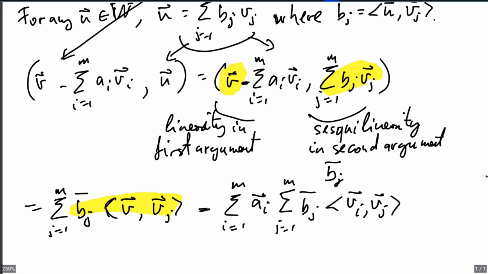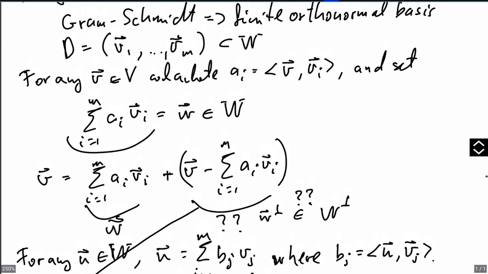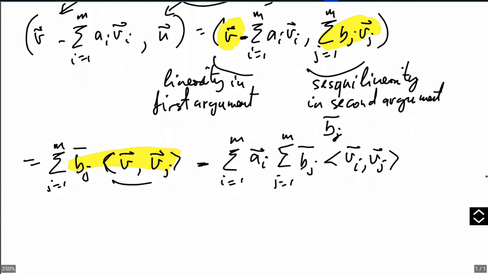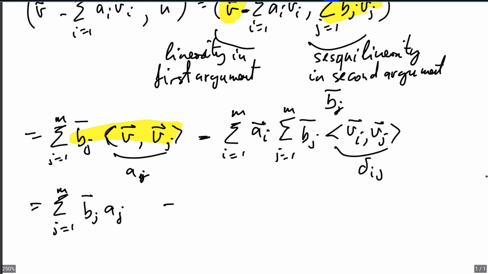Now, the point here is that according to the definition of the a_i's, these are the inner products of v with v_i. So these are actually just a_i's. That means here we have the sum as j goes from 1 to m. This is j, now the index we are using. So this is b_j conjugate a_j. And because of the orthonormality, this is actually the Kronecker delta function, delta_ij. We only have the term where i equals j.